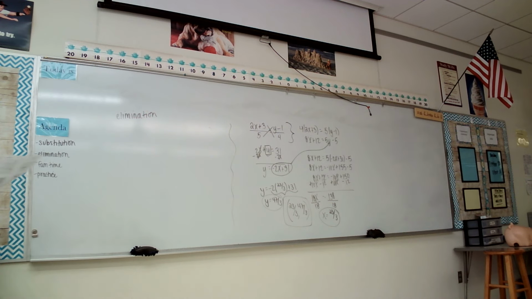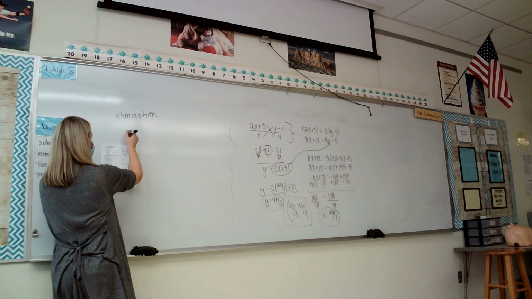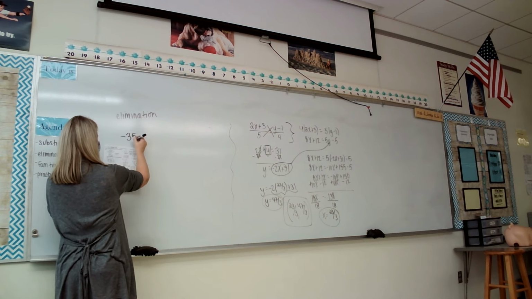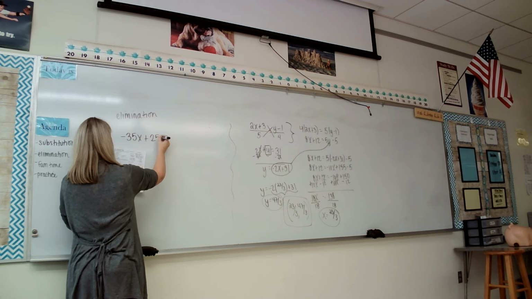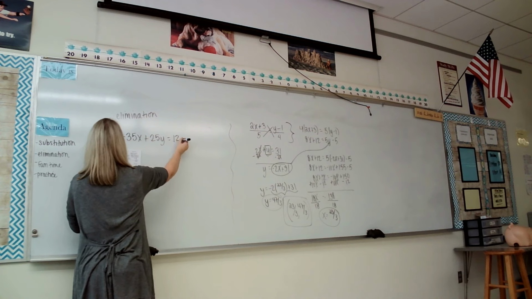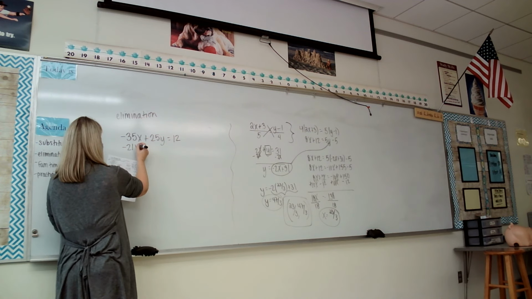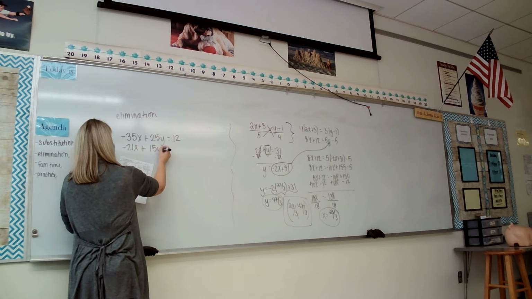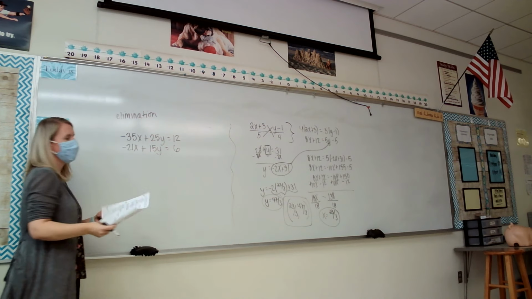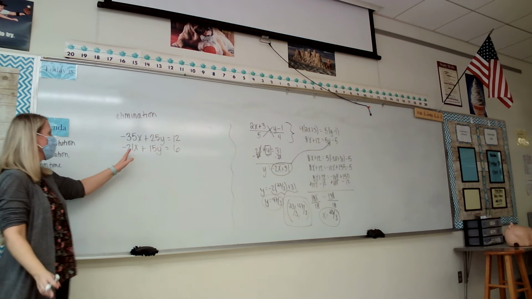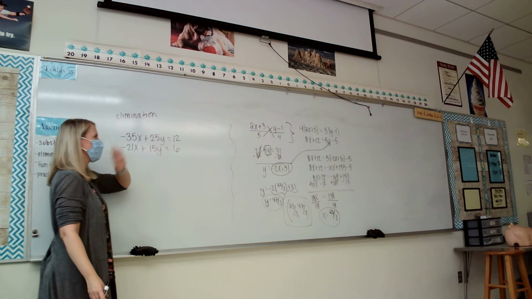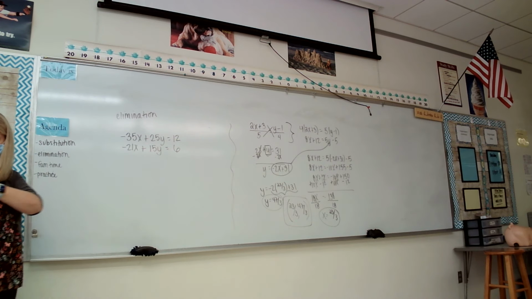So elimination, here's a more basic one. Everything's going to be kind of lined up for us. That's the setup that we want with elimination. So we want, you can see your x's, your y's, your equal sign, your constants, everything's nicely lined up. We want to eliminate a variable.